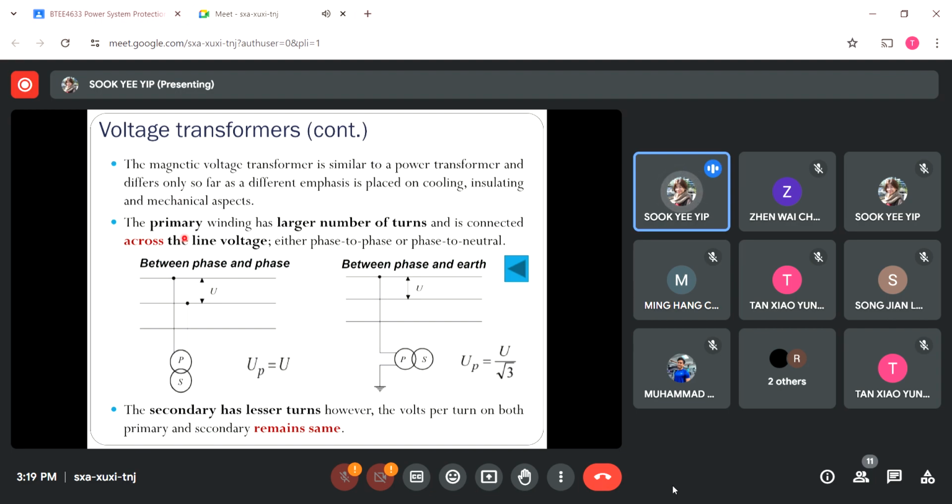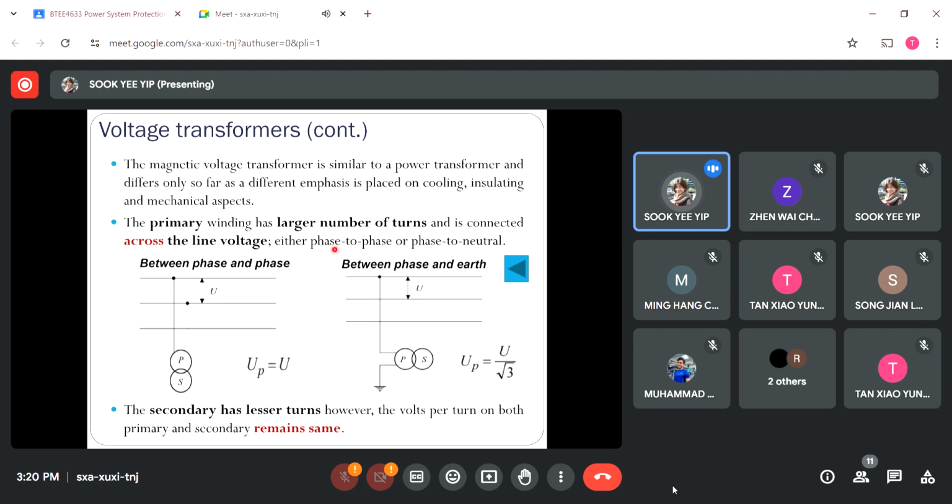Seeing as this is used as a step-down voltage transformer, we know that the primary winding will have a large number of turns, giving us a high voltage value. And in terms of connection with the power system, it will be across, which means in parallel connection, across the voltage source, depending on what you want to measure.